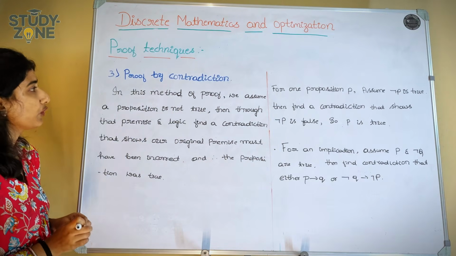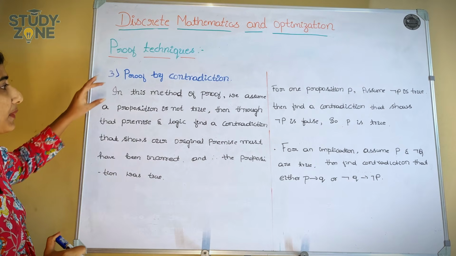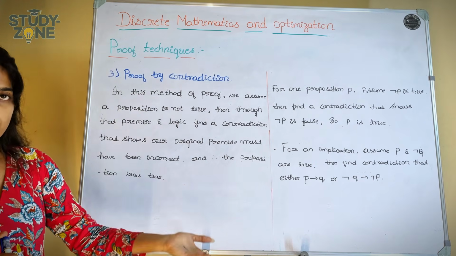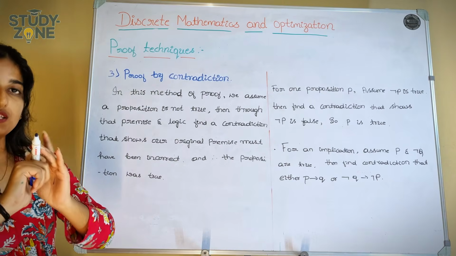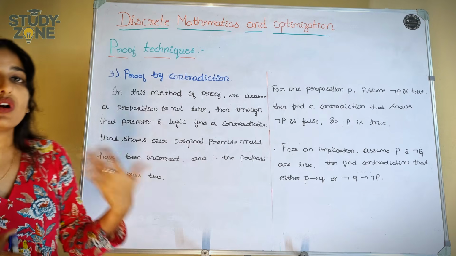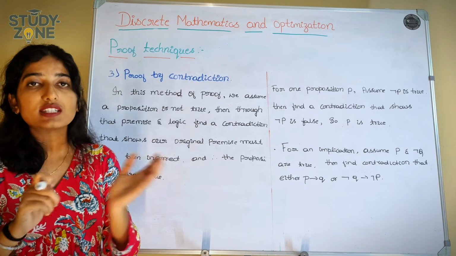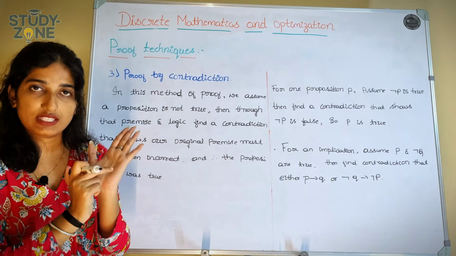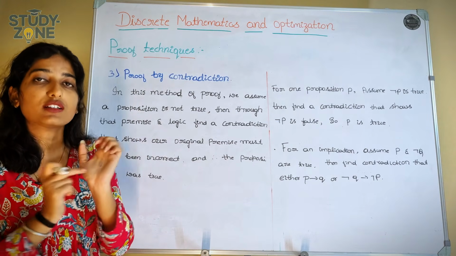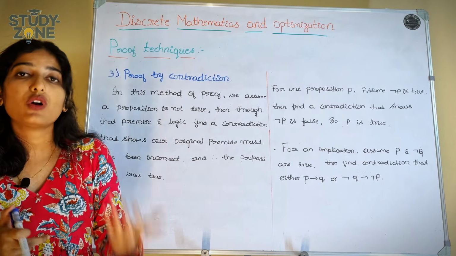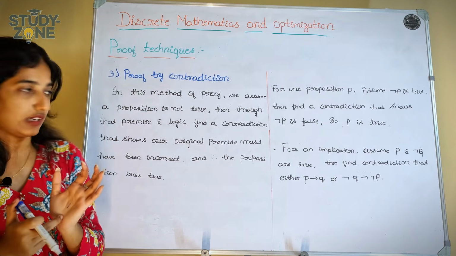So in proof by contradiction, in this method of proof, we assume a proposition is not true, which means this is a pencil. Then through that premise and logic we find a contradiction, which means this is not a pencil, which means with the help of writing and trying to erase it, with the help of some logic we are trying to prove that this is not true. Or we have to find a contradiction, the negation of this statement.